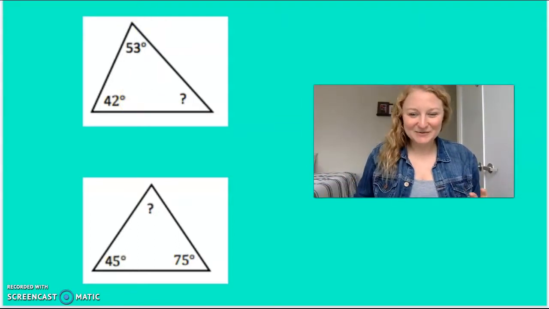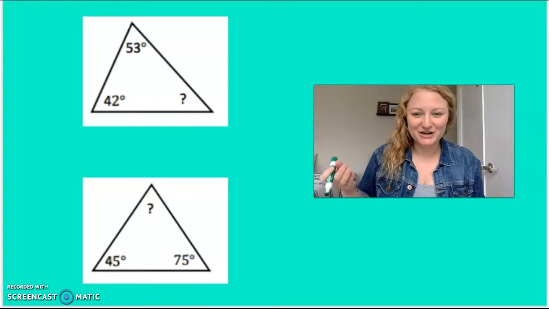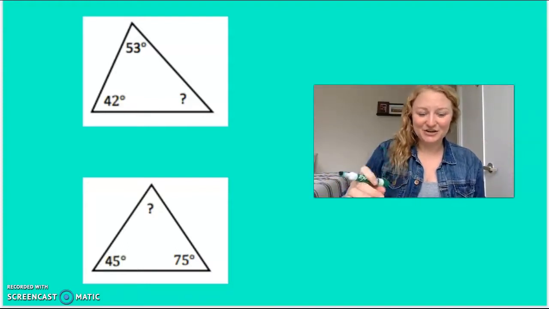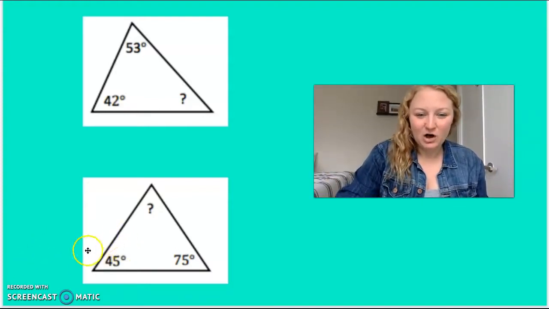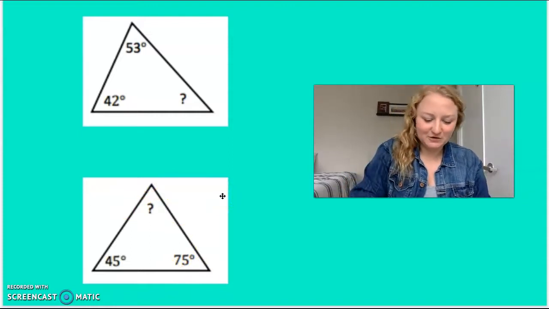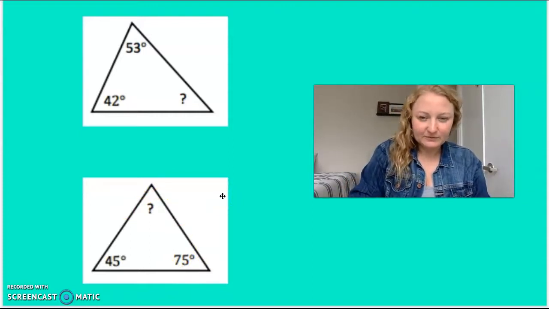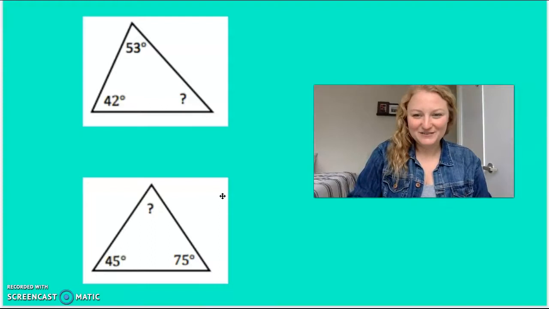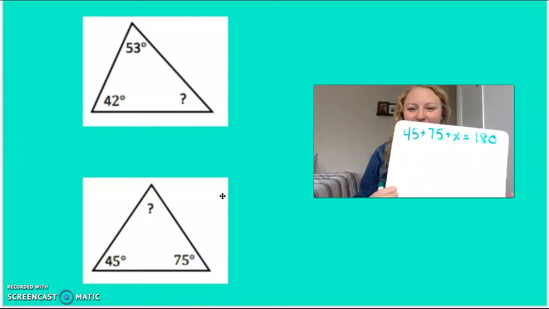Let's try the second one. Remember, all of the interior angles in a triangle, they're called interior angles because they're on the inside or the interior of the triangle. So all three of these angles need to add up to 180 degrees. So using your paper and pencil, go ahead and set up your equation first. All right, pause if you need more time. This is what I have.